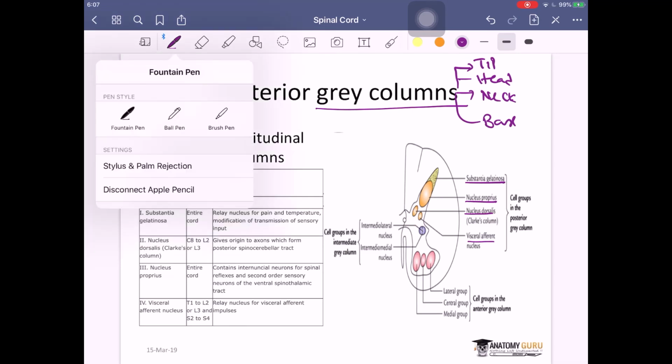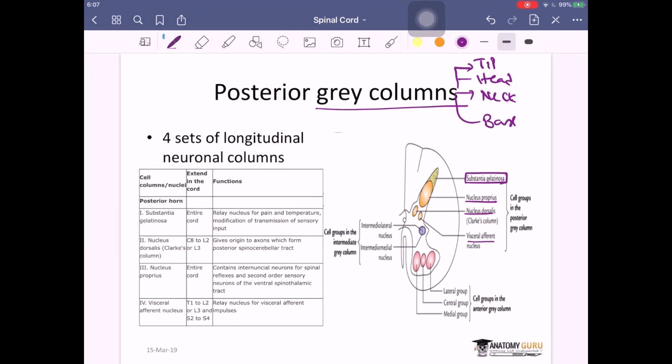Now let us see where they all extend. First let us see the substantia gelatinosa. We know that this is your substantia gelatinosa. Where is it present? It is present in the entire cord. That means, like the medial group in the anterior horn which I told you was entire, it is present throughout, from the C1 level all the way to the coccyx level. This particular question was asked as a 3-mark question in physiology: substantia gelatinosa of Rolando. And what is it responsible for?